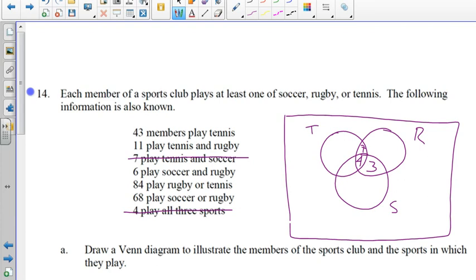So when we do tennis and soccer, we know there are 7 that need to be in this, 4 of whom we already have, so there are 3. Tennis and rugby is this overlap, 4 of whom we have, so there's 7. Any more ands? 6 play soccer and rugby. You got something wrong. Yeah, I got something wrong. That should be here, and then this should be a 2.